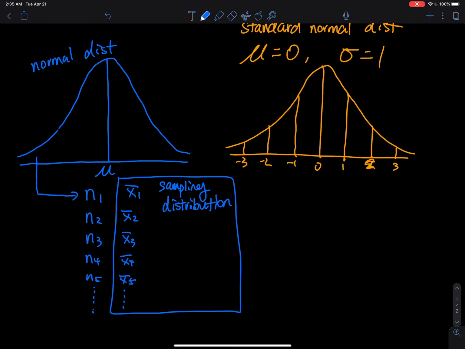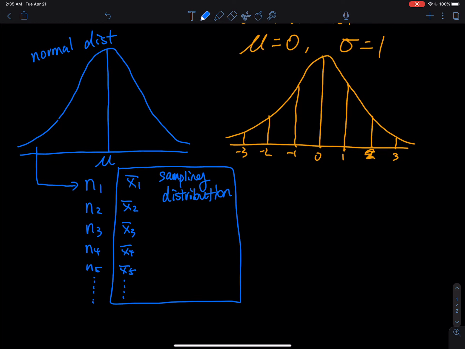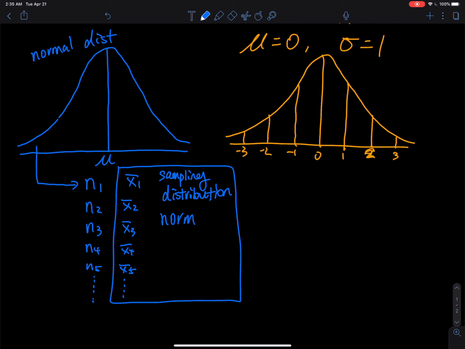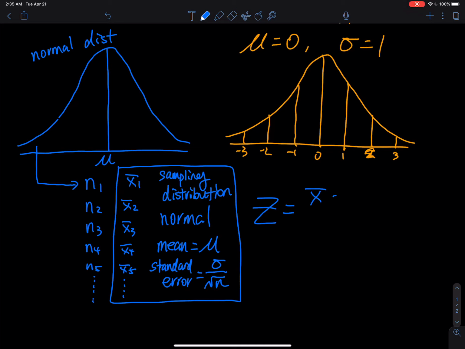What is the distribution of this x bar? Listen, the distribution of this x bar is normal with mean equals to mu, and then standard error equals to sigma divided by square root of n. So now, when you standardize, you are no longer doing x minus mu divided by sigma. When you standardize, you have z equals to x bar minus mu divided by sigma over square root of n.